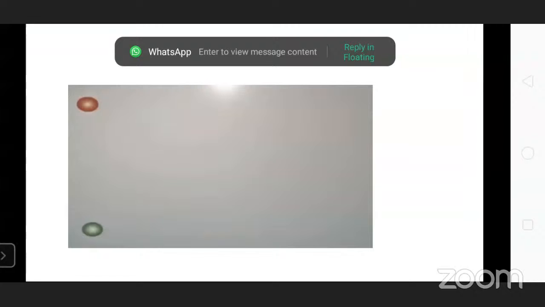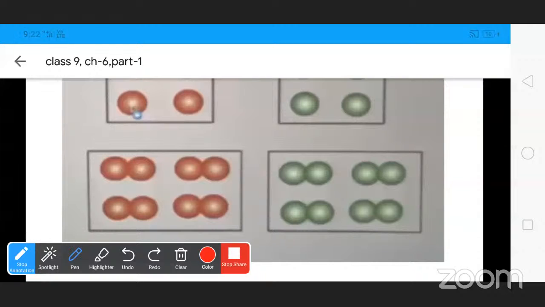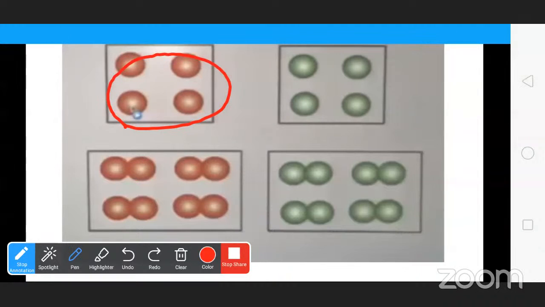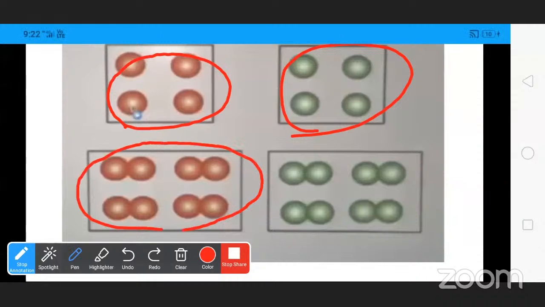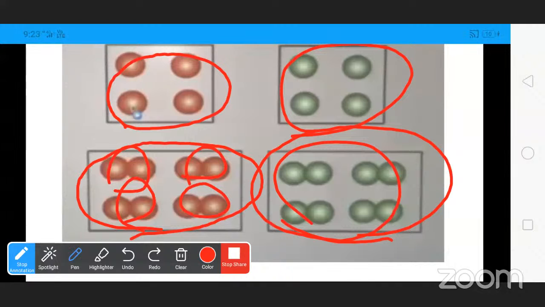So see here, we have two different types of atoms. One is a red color atom, one is a green color atom. When we combine them, see here, in this we have atoms of an element, because all similar atoms are there. This is also the atom of an element, and this is a molecule of an element, and this is also a molecule of an element, because similar atoms are combined together. All these are pure substances because only one kind of particles are there.